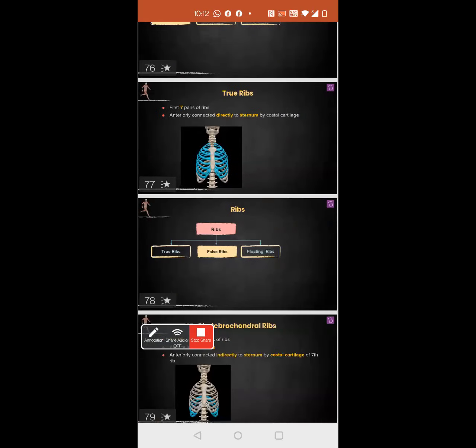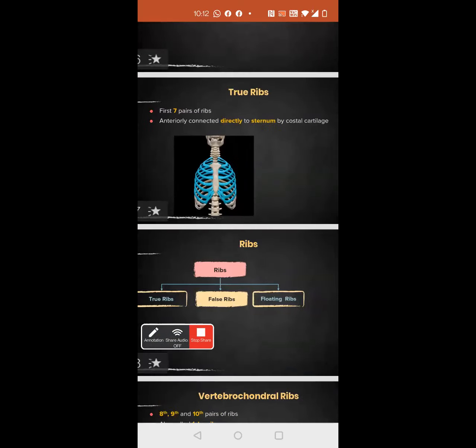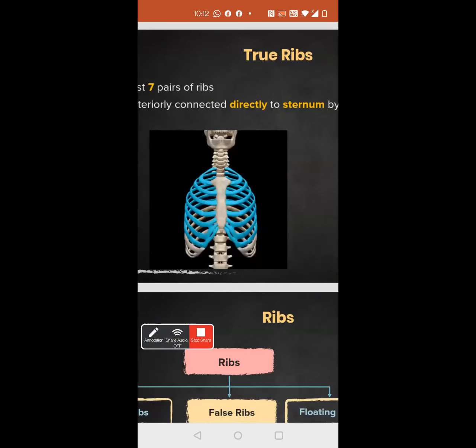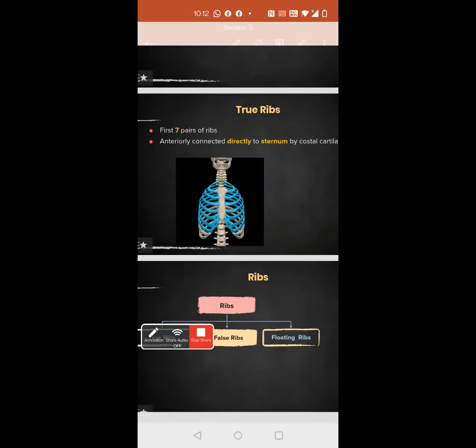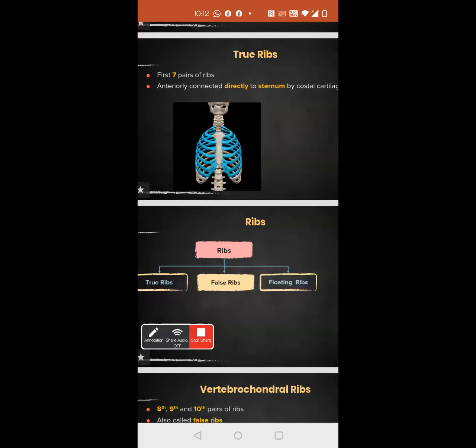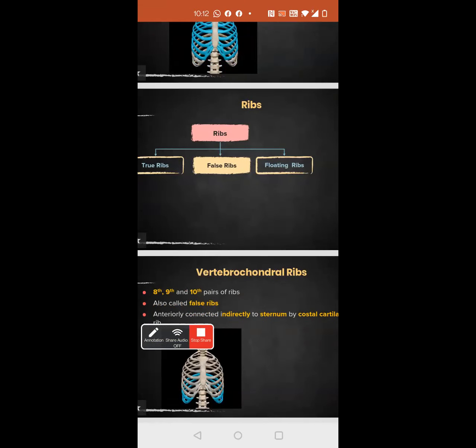Okay. So here, the main point you need to remember is that they are directly connected to the sternum. The first 7 pairs of ribs are connected at the back to the vertebral column, and at the front they are connected directly to the sternum. The next few are connected to the other ribs only, not to the sternum. The 8th, 9th, and 10th are connected to the 7th one, so instead of being called true ribs, they're called false ribs.